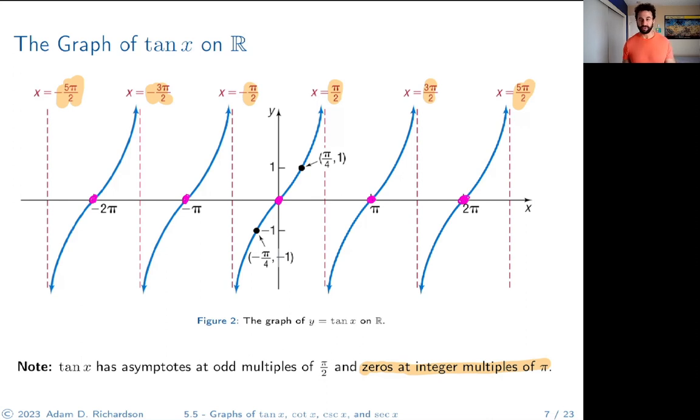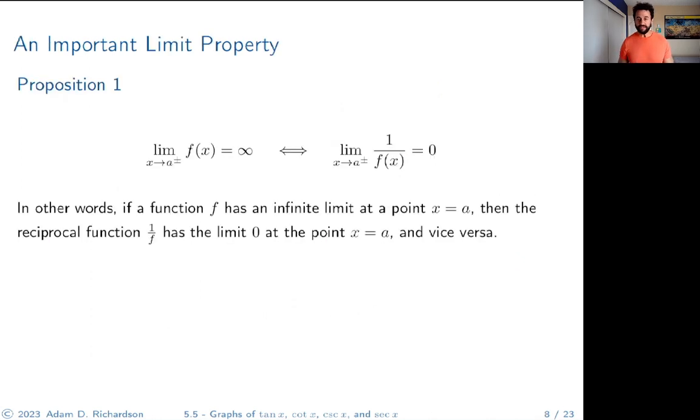Right. Why is that important? Because we're going to need that to help us graph cotangent. And this property, looking at the asymptotes and the zeros, we're going to need that as well to graph cosecant and secant. All right, so this is the important limit property. This is the one that you need to be able to make sense of. We'll talk about the intuition here in just a second, but if your function has an infinite limit as you approach a point A, then the limit of the reciprocal function is going to be 0.